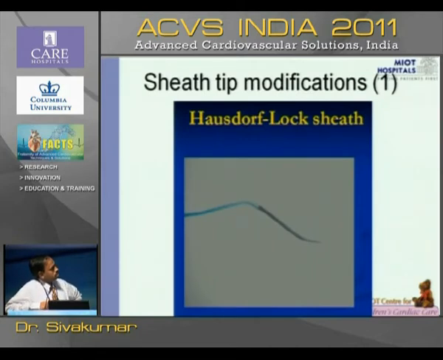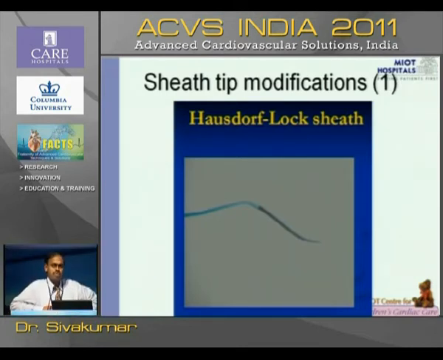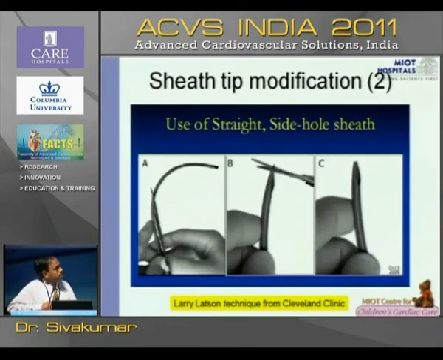One of the modifications was a double angle given, what is called the Locke-Hausdorf sheath, named after Hausdorf and Jim Locke. This used to be a very useful sheath in those days because in some of the retroaortic margin deficiencies, it was able to tilt the left atrial disc a little bit away from the aortic margin, making it easier, but it didn't work in all the patients. Then another modification that was made by Larry Latson was to have a sheath cut.